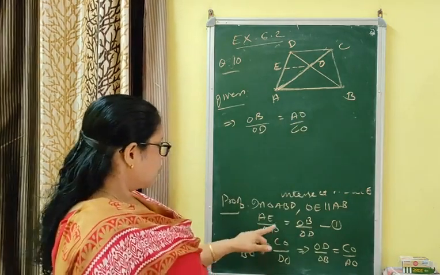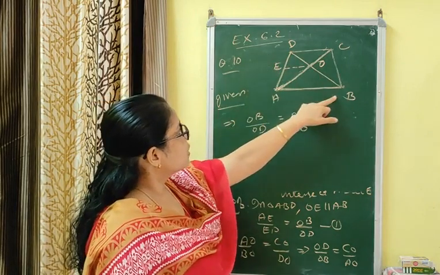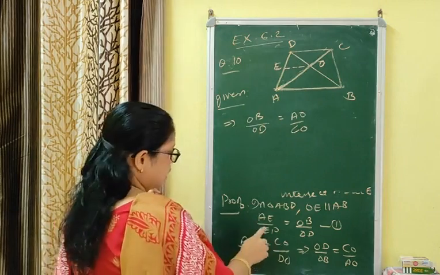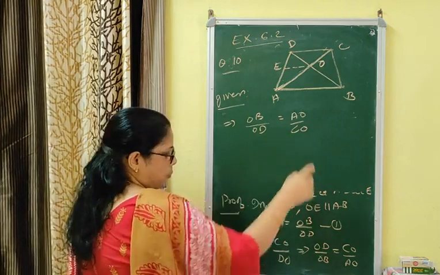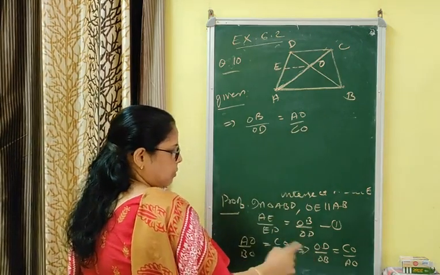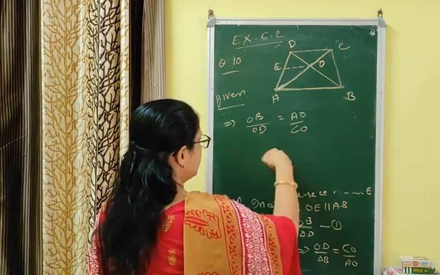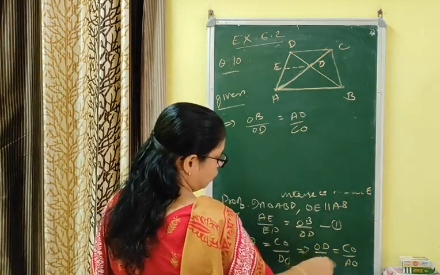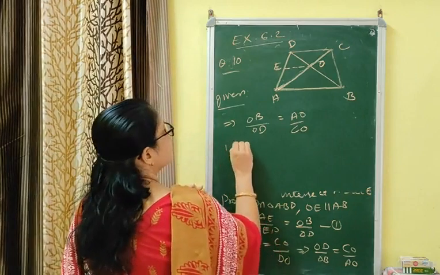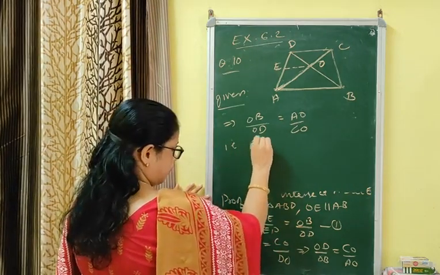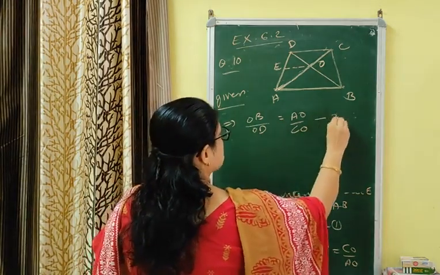Is it understood? First of all, since OE is parallel to AB, AE by ED equals BO by OD; from A we took, so from B we took. Given condition, AO by BO equals CO by DO. By transferring the terms from RHS to LHS and LHS to RHS, OD by OB equals CO by AO. By taking the reciprocal, you got OB by OD equal to AO by OC. This is equation number 2.